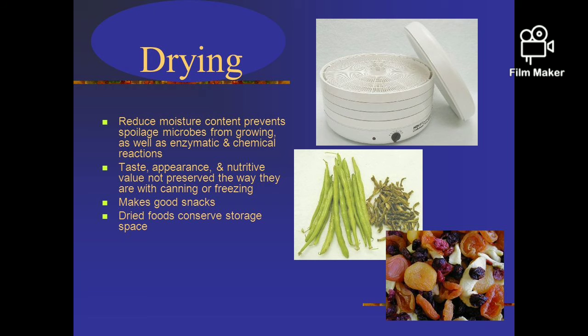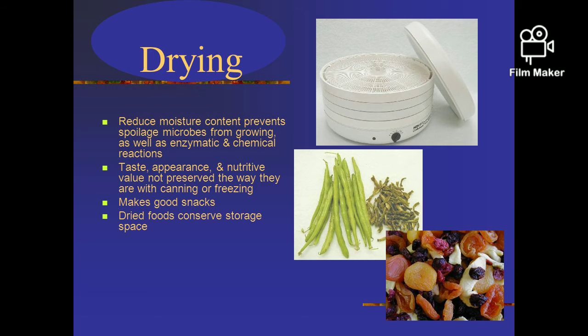Drying. Reduced moisture content prevents spoilage microbes from growing, as well as enzymatic and chemical reactions. Taste, appearance and nutritive value are not preserved the way they are with canning or freezing. It makes good snacks. Dried foods conserve storage space.